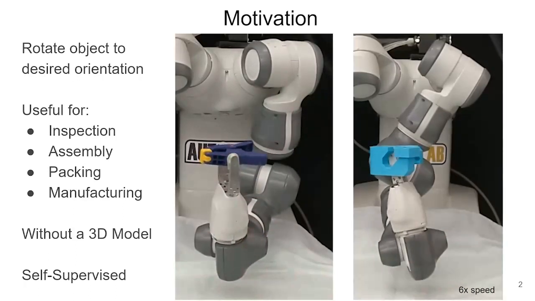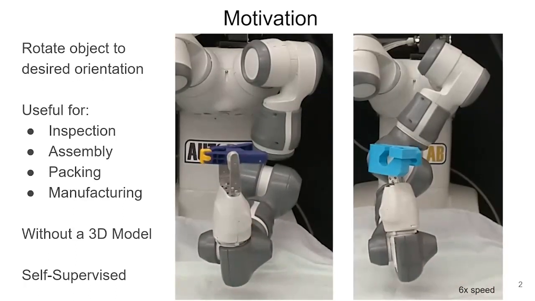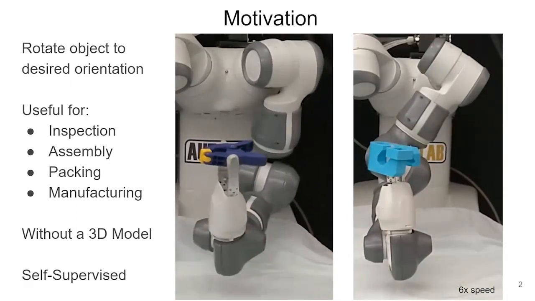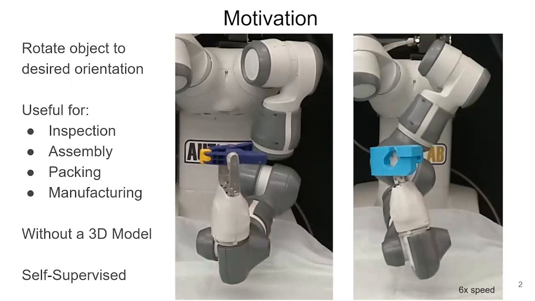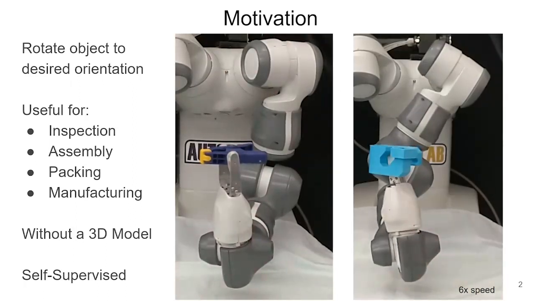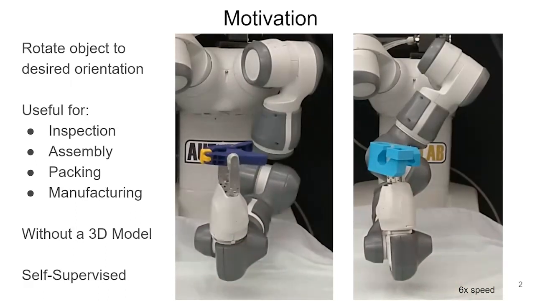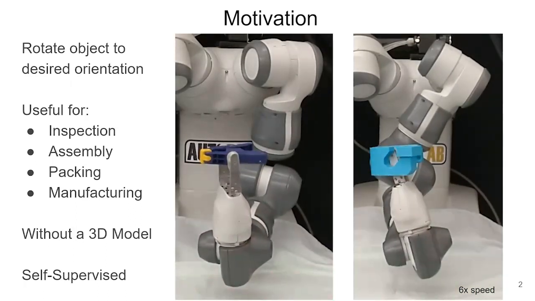When objects have a 3D geometric model, the robot can use the model to estimate the physical pose and plan a specific reorienting motion. However, objects don't always come with 3D models, and it can be time-consuming to create them. We thus explore reliably and precisely reorienting objects without prior knowledge of object geometry.